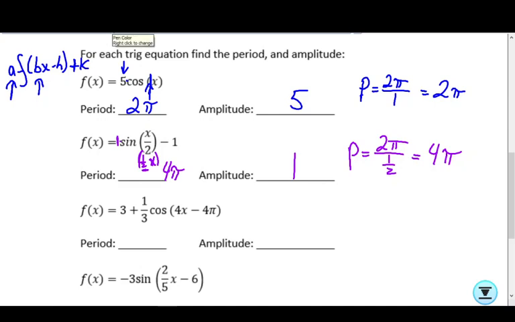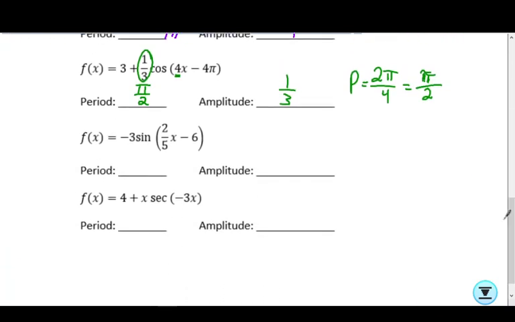All right, so for the third one, we need my period. So it is 2 pi over b, and in this case, b is 4. And 2 pi over 4 reduces down to pi over 2. So my new period is pi over 2. So this is a compression. And the amplitude is 1/3. There you go.